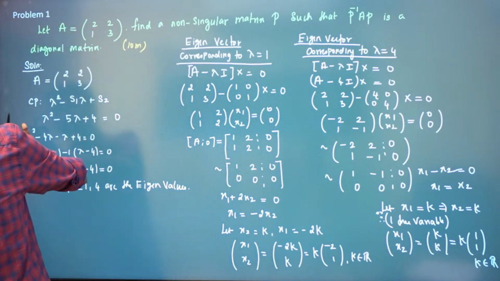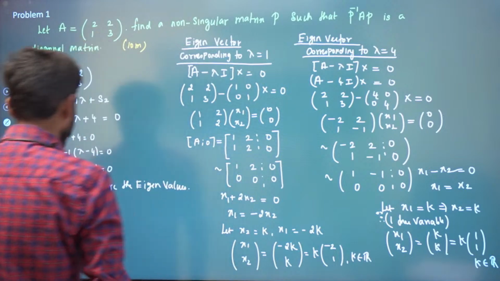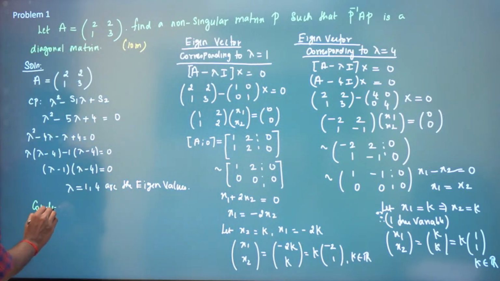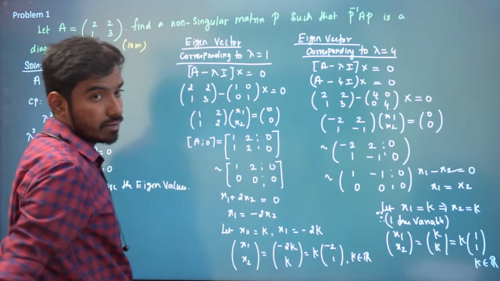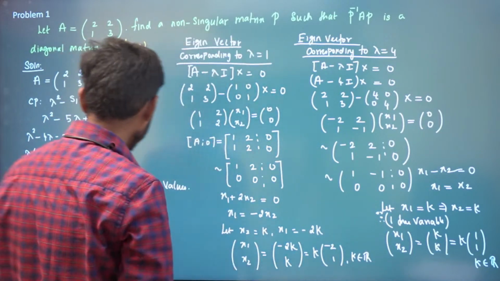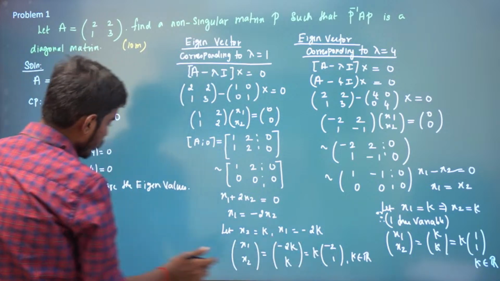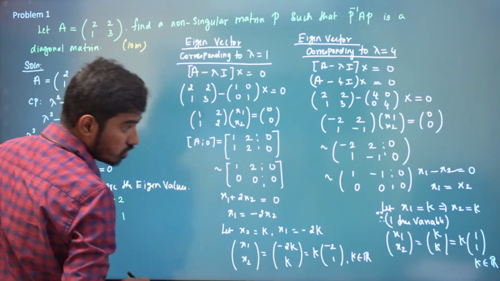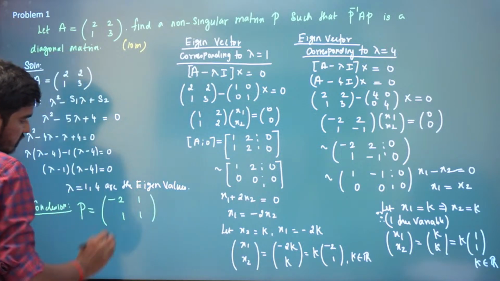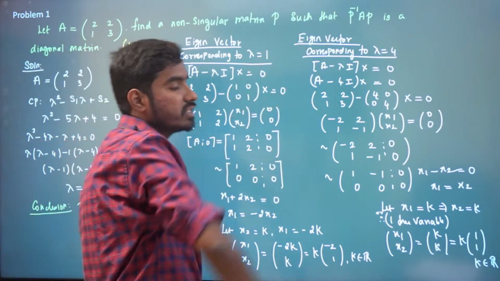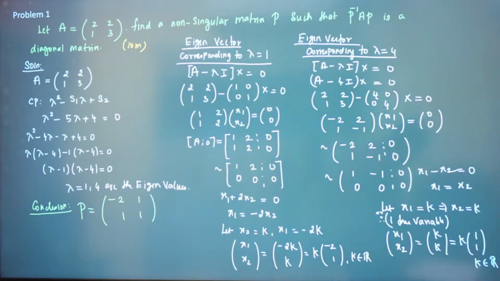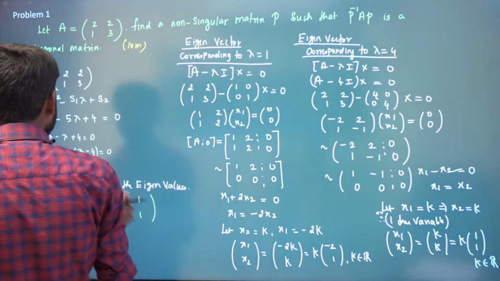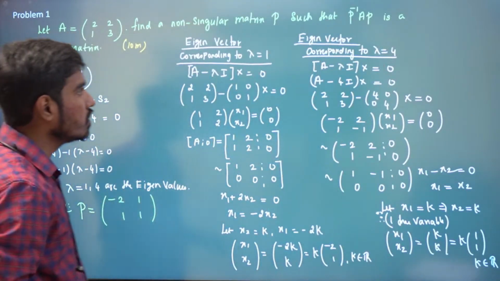So you just form a matrix P to be, right? I'll write here the conclusion. Find a non-singular matrix P. That means there can be many. One of the non-singular matrices P is given by, so you just form the eigenvector matrix. So minus 2 comma 1 in the first row and then 1 comma 1 in the second row. If you find P inverse AP, that P inverse AP will be a diagonal matrix, right? Okay, you can verify that this non-singular matrix P is given by this.